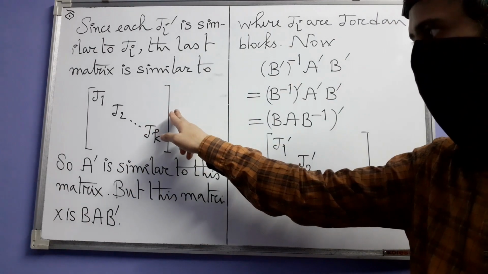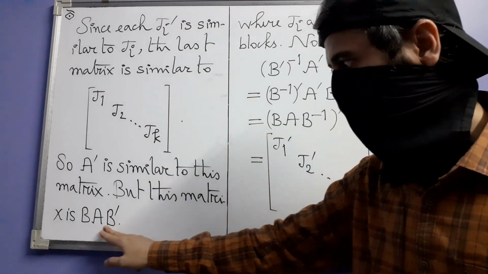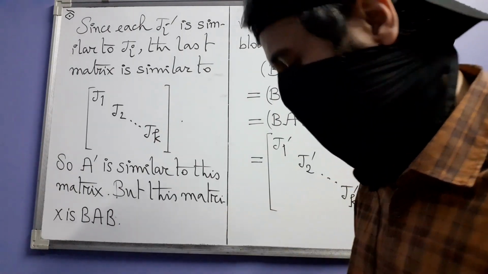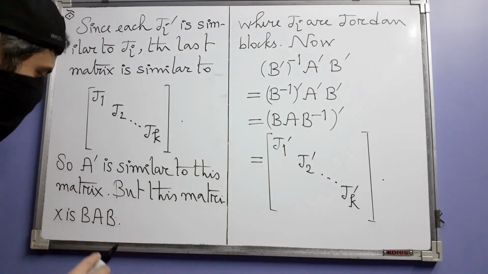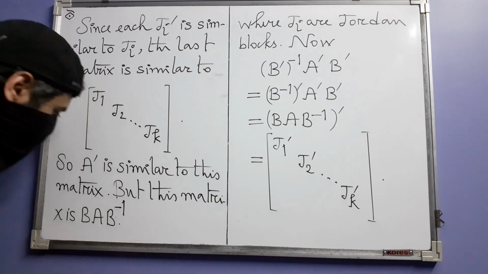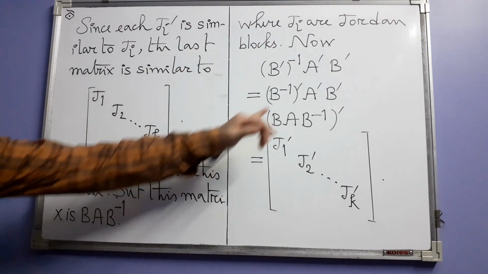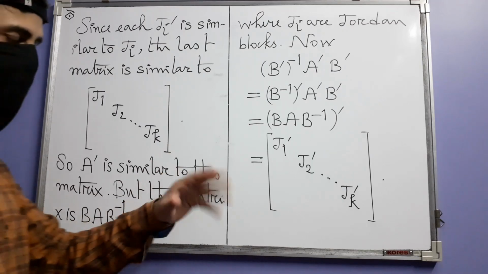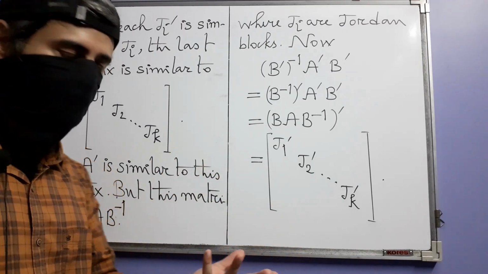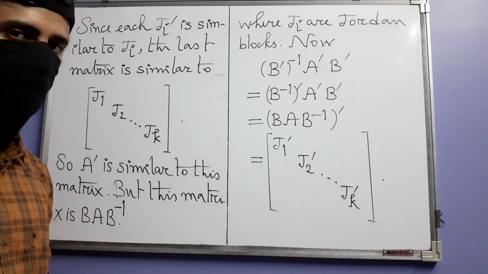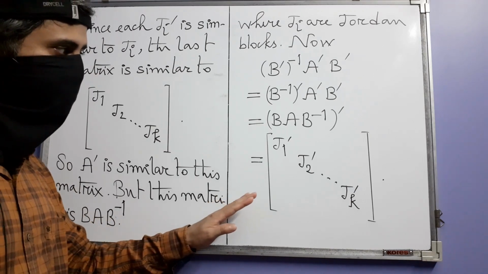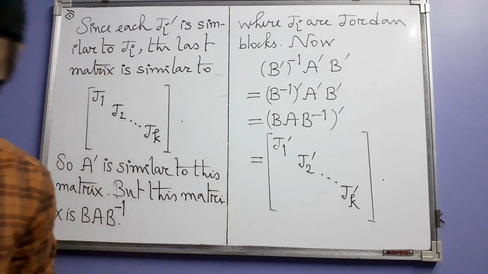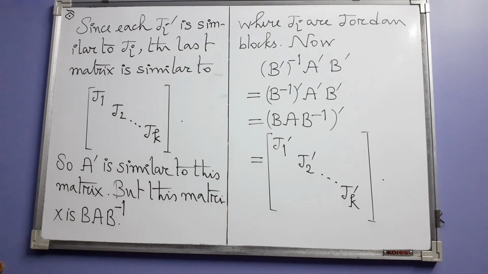However, this matrix is nothing but, well, it's not B transpose but BAB inverse. Let me change this. Okay, so A prime is similar to BAB inverse. That will imply that A prime is similar to A. However, the solution actually doesn't end there. So let me write the things and then we will see why it is not the end.